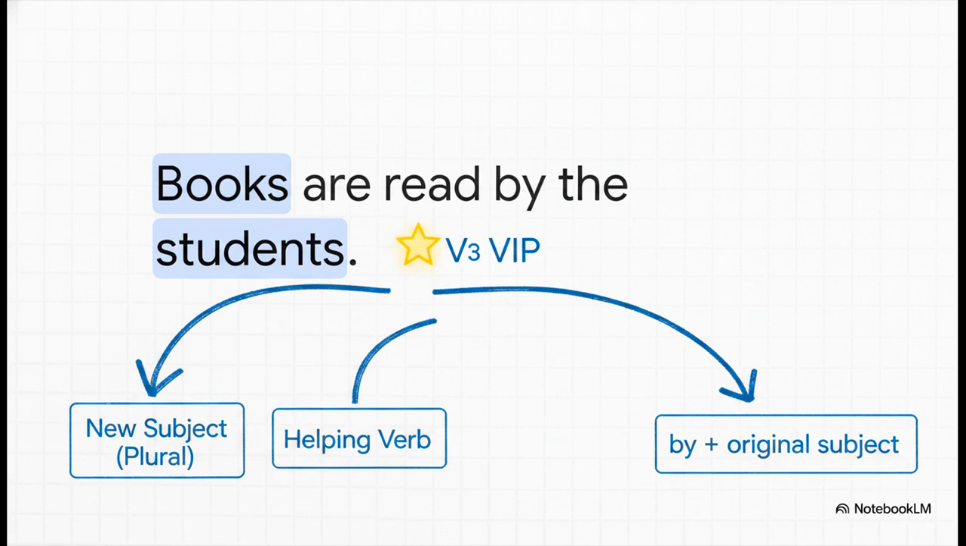Because books is our object, it moves right to the front. Since books is plural and the tense is simple present, we use the helping verb are. Then we add our VIP, the V3 form read, which is spelled the exact same but pronounced read, followed by the students. So we get: books are read by the students.